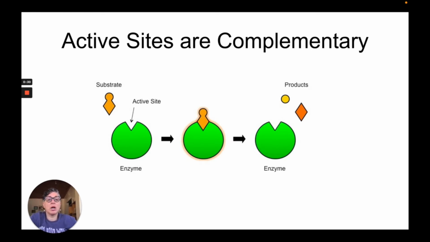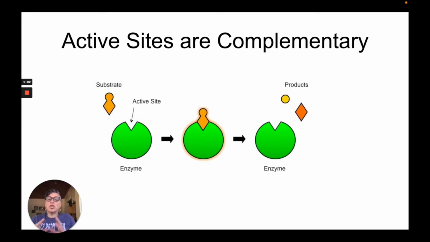Active sites are complementary. So when we take a look at a substrate and the active site of the enzyme, at our level of biology, what we're going to be looking at is the shape. But in essence, as we saw in the previous video, it is actually chemical shape that is going to fit into the chemical shape of the protein, the enzyme, of that active site. But for us right now, we're just going to deal with shapes like triangles, squares, circles, that kind of thing.